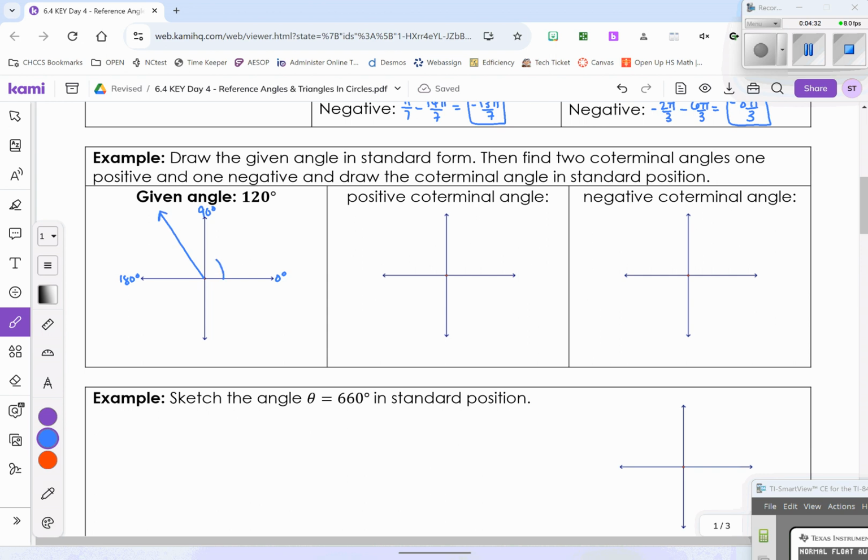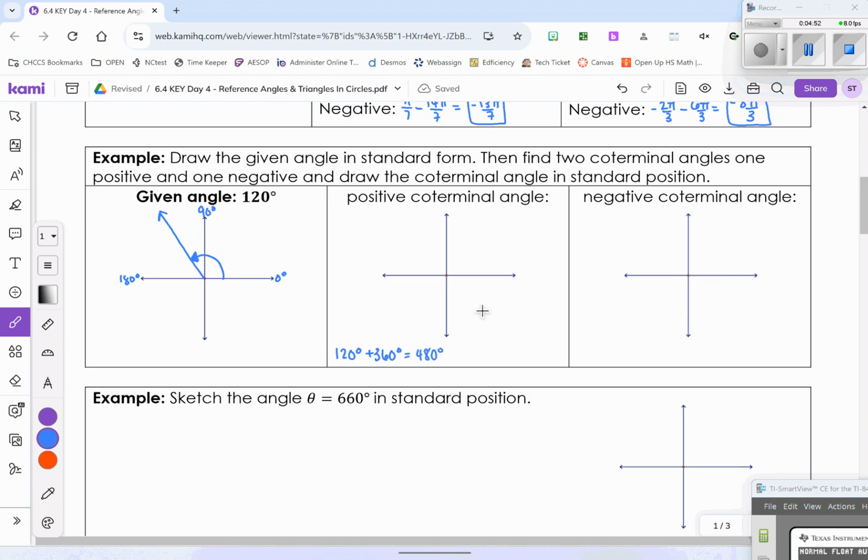So we start at the positive x-axis because it's a positive angle measurement. We're going in the counterclockwise direction following the quadrants. The next one's asking us for a positive coterminal angle, so 120 degrees plus 360 degrees would give us 480 degrees.